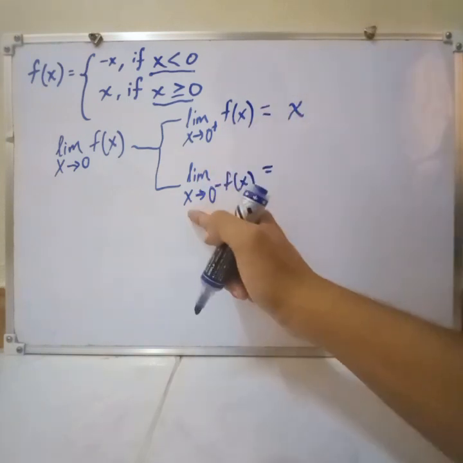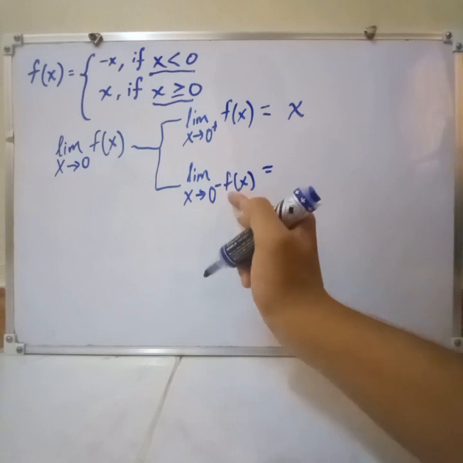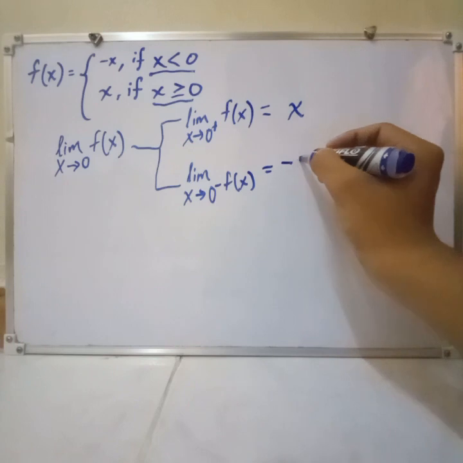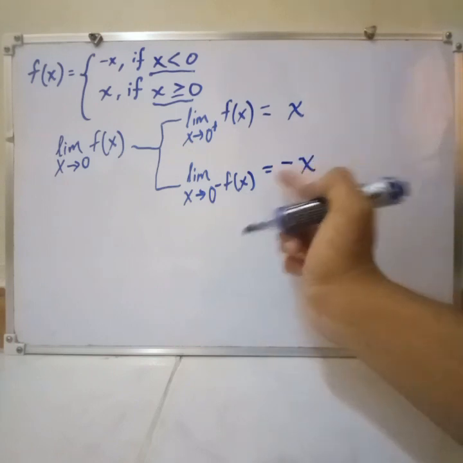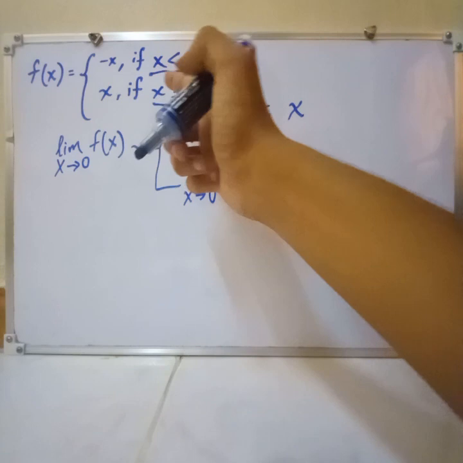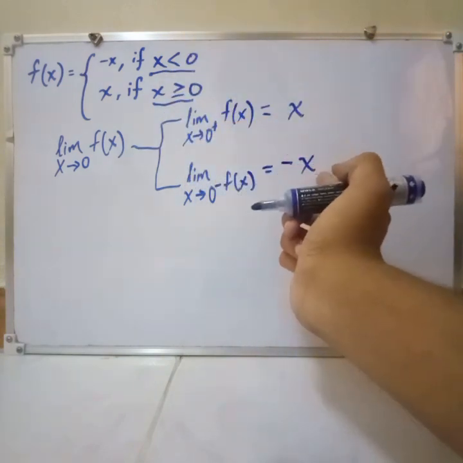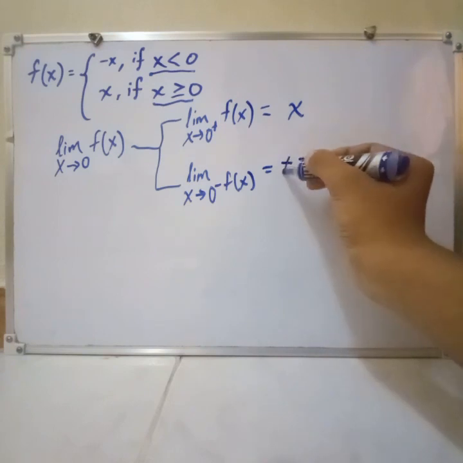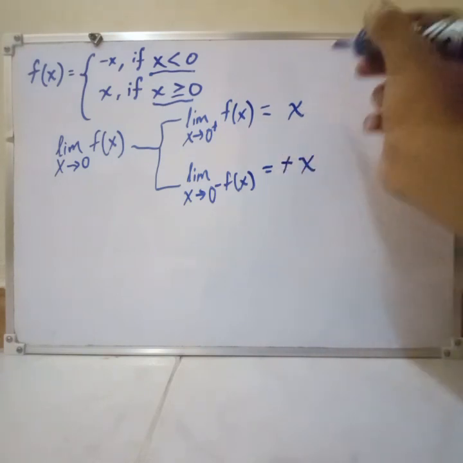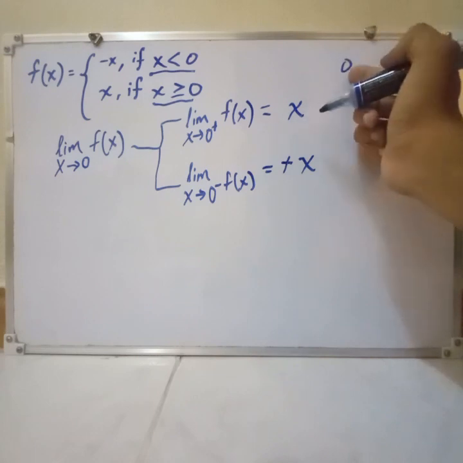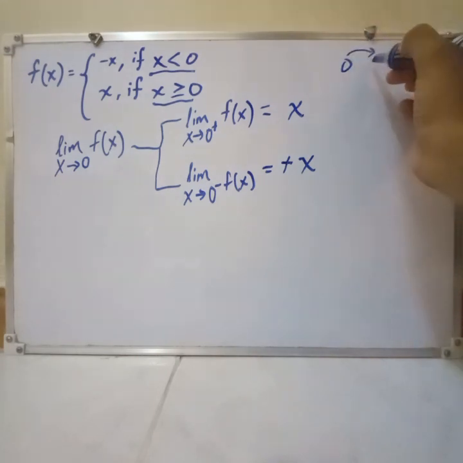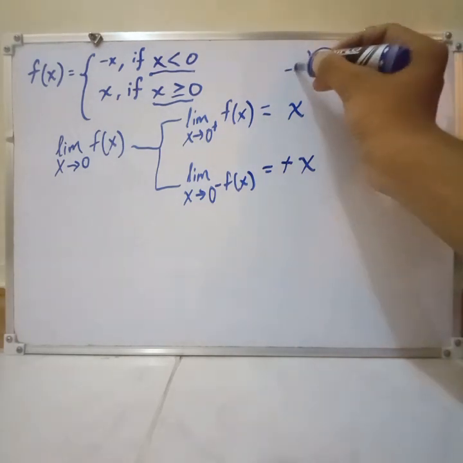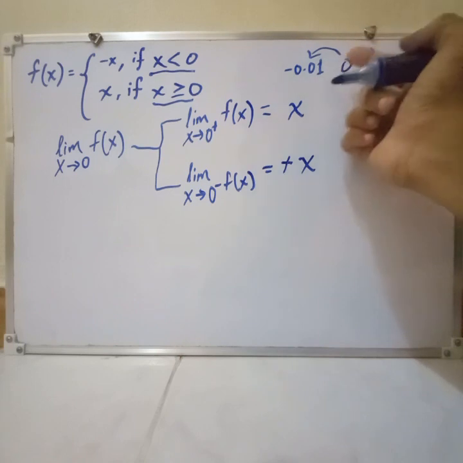So then limit x tends to 0 minus means we have to take x less than 0, so it will be minus x. But in this case, when x is less than 0, x will already have a minus symbol, so the minus will get cancelled and it will become plus x itself. For example, little bit above 0 we can take 0.01, and little bit below 0 we can take minus 0.01 as an example.